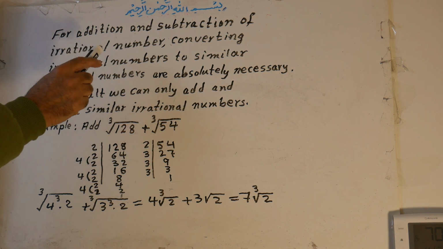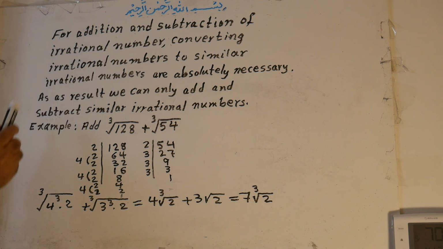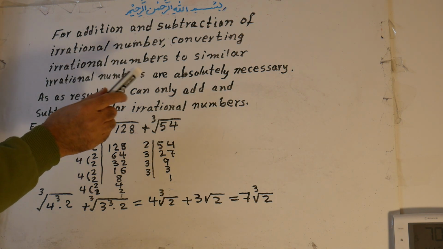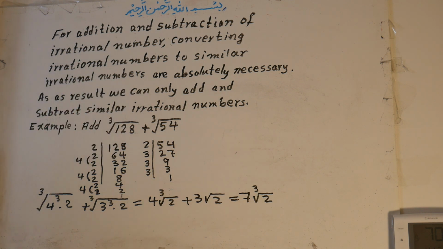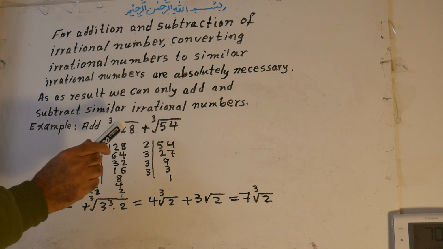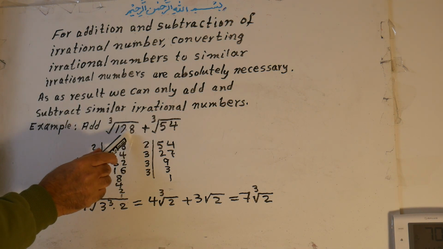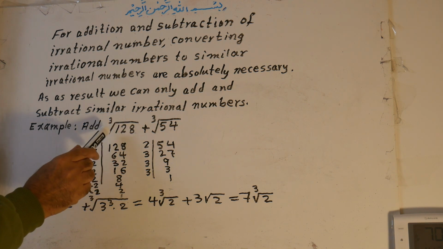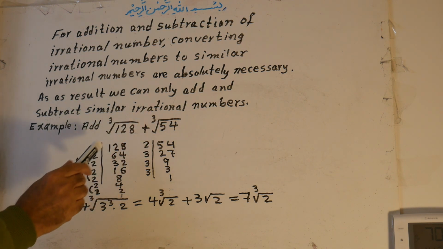For addition and subtraction of irrational numbers, converting irrational numbers to similar irrational numbers is absolutely necessary. As a result, we can only add and subtract similar irrational numbers. Example: add 128 under the third root or cubic root plus 54 under the cubic root.